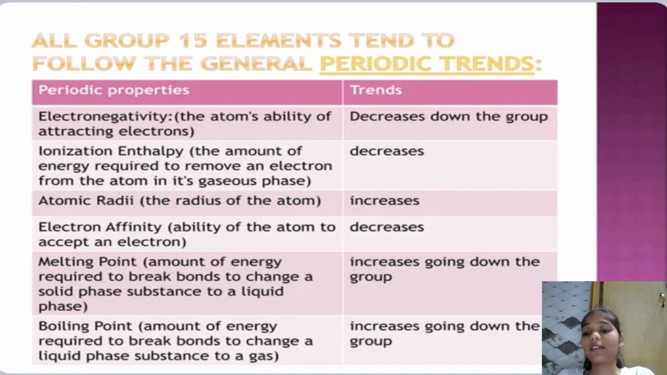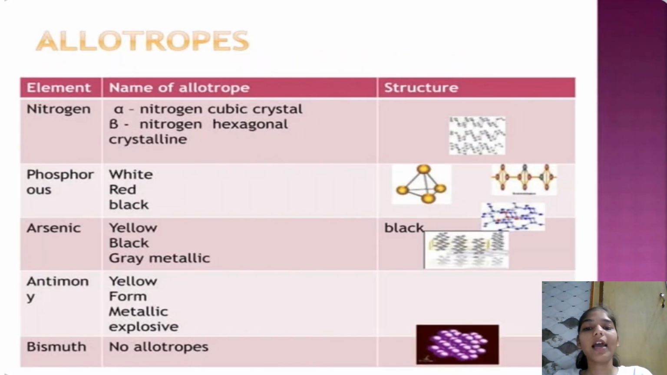The reason behind it is as we move down the group, the atomic size increases, due to which van der Waals forces of attraction increase and hence the melting and boiling point increase. Next are the allotropes of the group 15 elements. The allotropes of nitrogen are alpha nitrogen cubic crystal, beta nitrogen hexagonal and crystalline. The allotropes of phosphorus are white, red and black. Similarly for arsenic, yellow, black, grey metallic; antimony, yellow, foam, metallic, explosive.